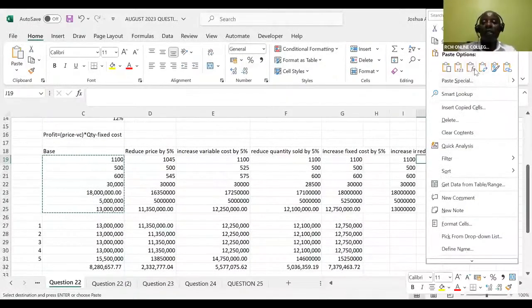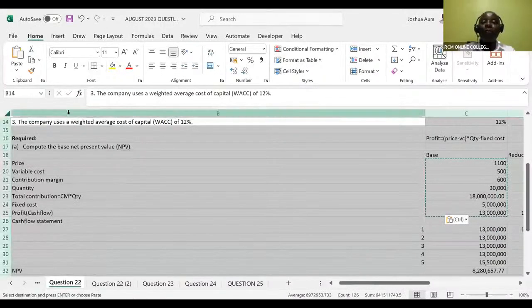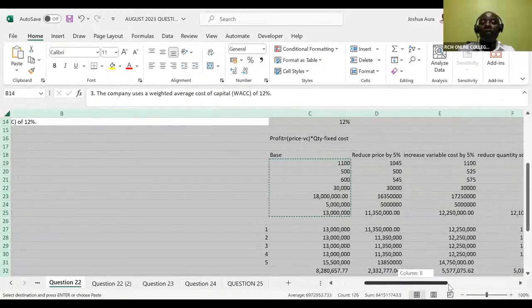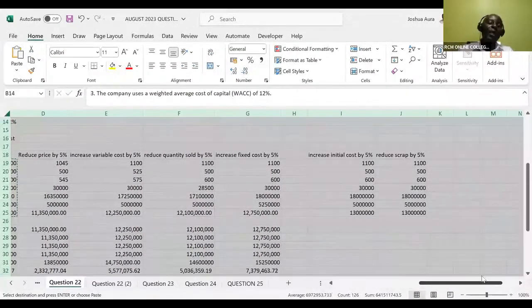We come back to this. Right click, like that. Ladies and gentlemen, once I've done that, then I'll remember here I was required to do something. The second one here, I was required to increase the initial cost by 5%. So initial cost, I know where it is. I've got no problem with it.